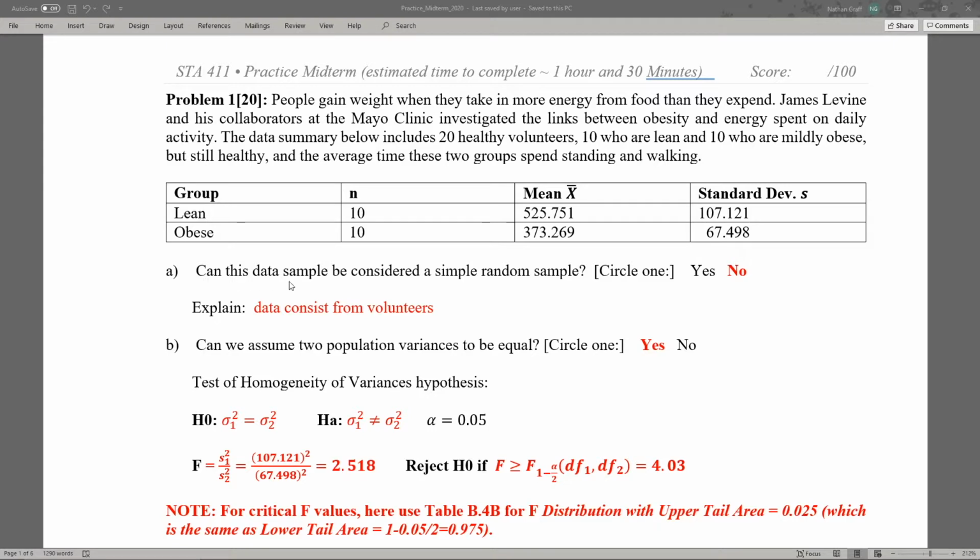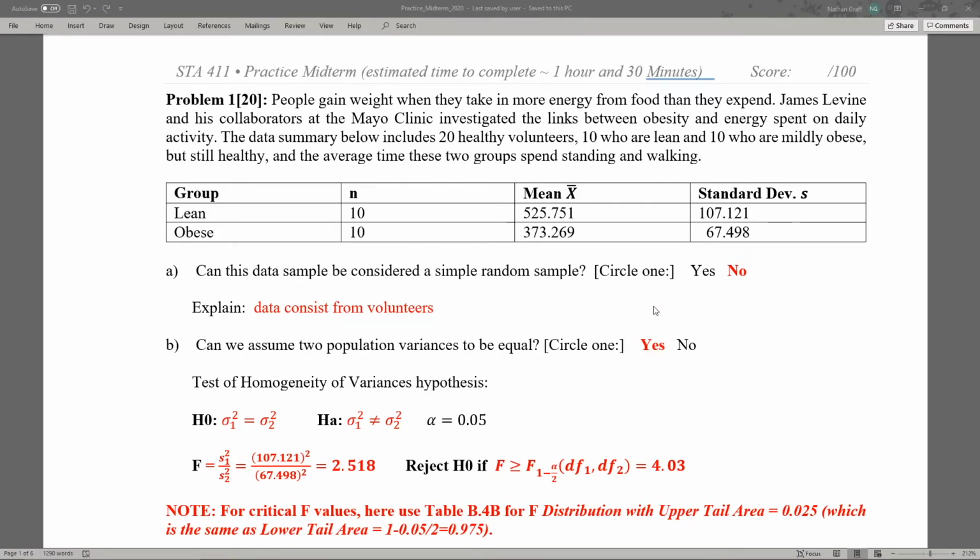Here we want to know if the sample data is a random sample. We know that the observations were recorded from volunteers for the study. So to answer A, we answer no, because the data is captured from volunteers and not randomly sampled.